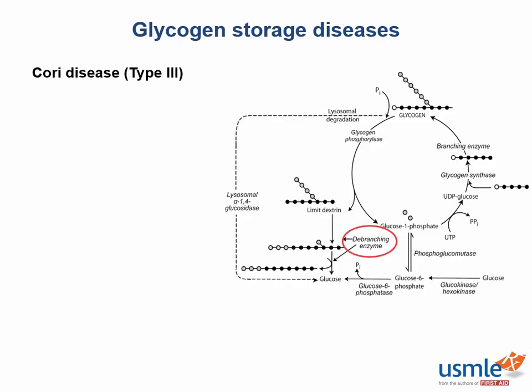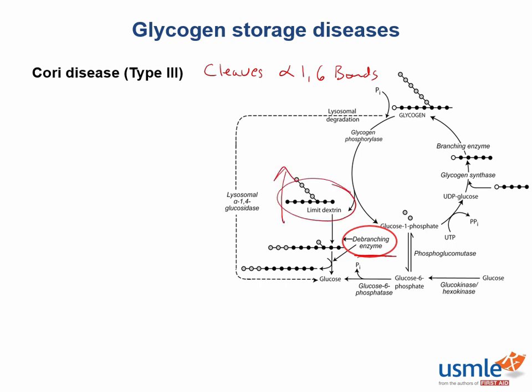Now the third type of glycogen storage disease is also known as Cori disease, and it is caused by a deficiency of debranching enzyme. Now do you remember the exact function of debranching enzyme? There you go. Debranching enzyme is required to break down glycogen into glucose by cleaving the alpha-1,6 bonds seen at branch points. Now this leads to the accumulation of limit dextrin within the cytosol.